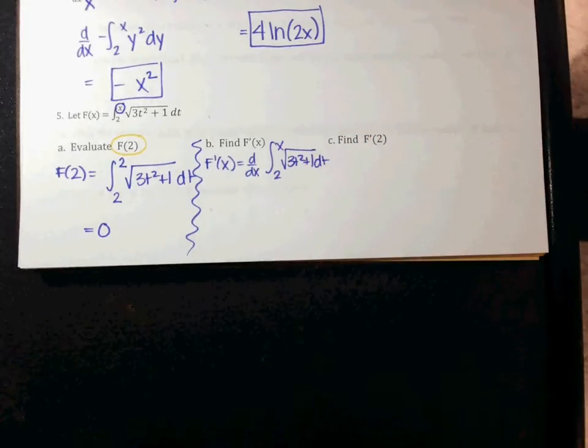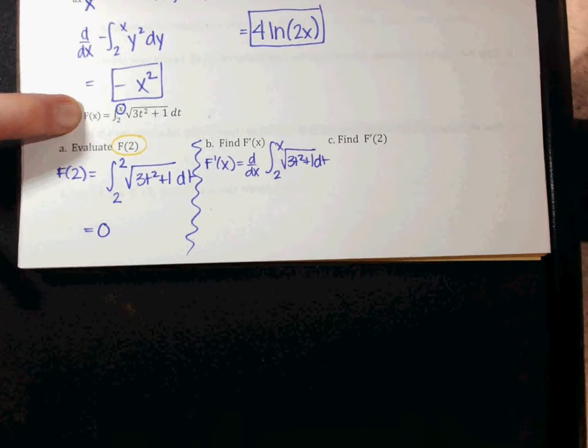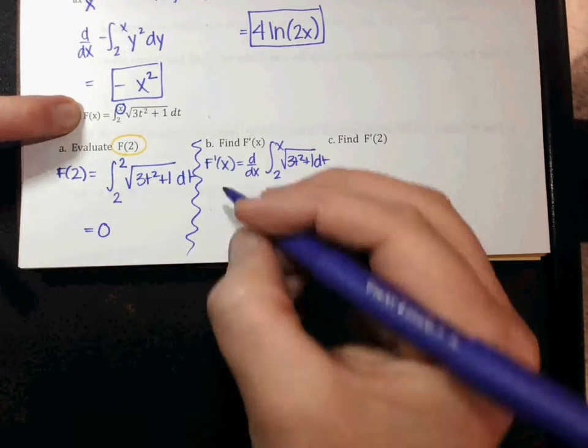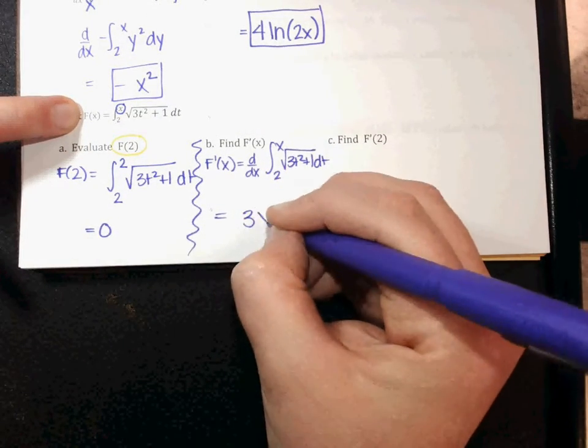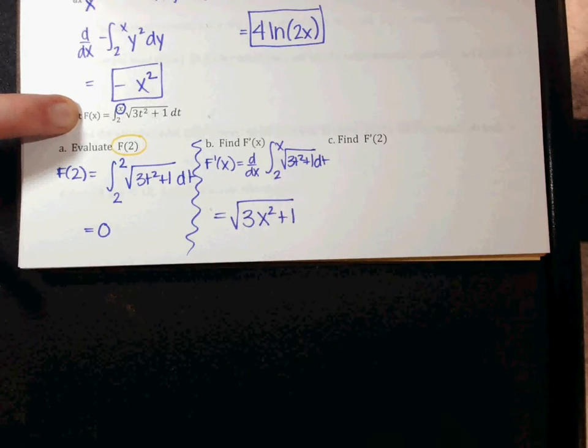Because think about it, if f has an integral in it, then when I take the derivative, I have to take the derivative of that integral. That's where you use that rule that we talked about. So you would take your x, pop it in where the t is, and then have no more t. So it would be 3x squared plus 1 under the square root. Make sense?